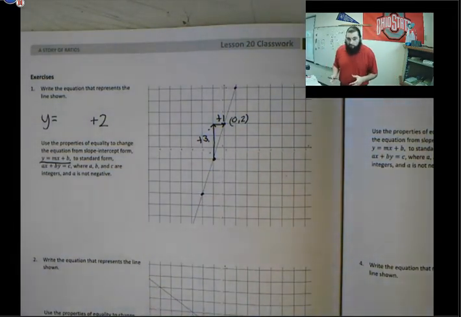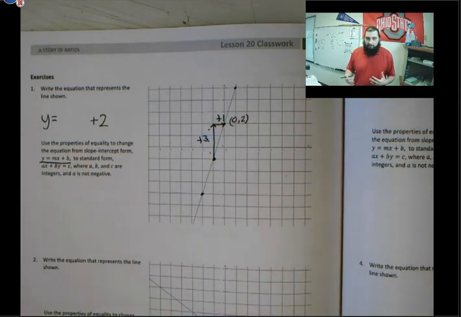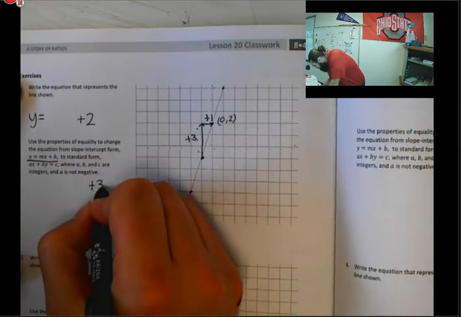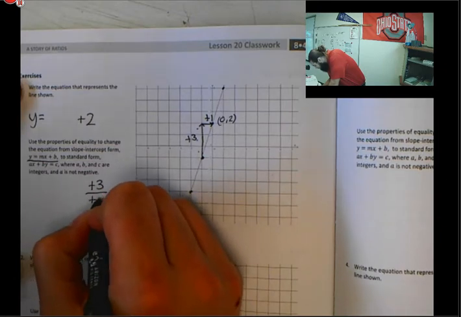From here, we have to create what's called our slope. Our slope is a ratio. This ratio is represented as a fraction. This fraction is created by taking our vertical change and then dividing it by our horizontal change. So what this looks like is we're going to have positive 3 divided by positive 1.